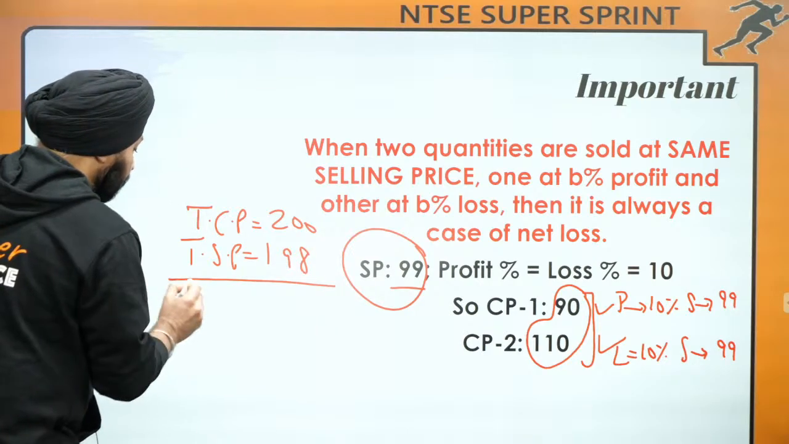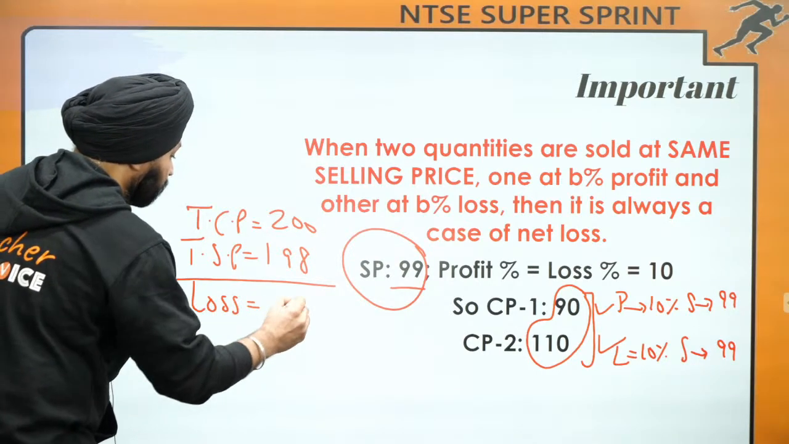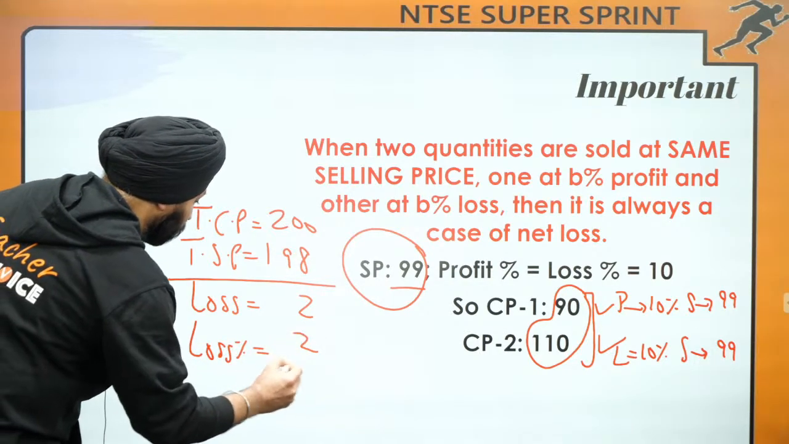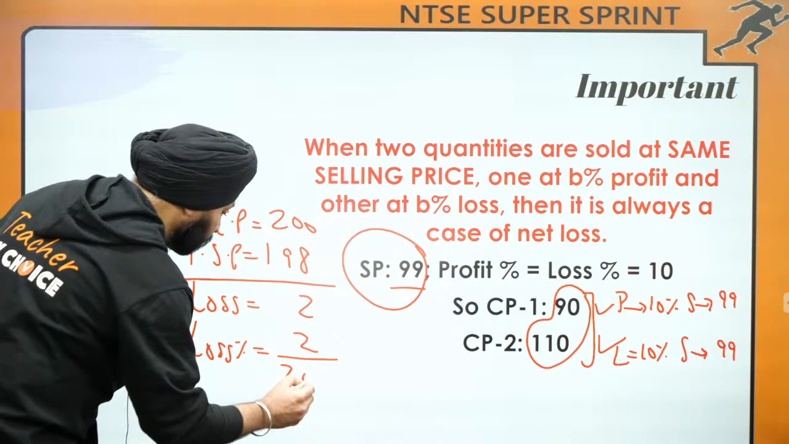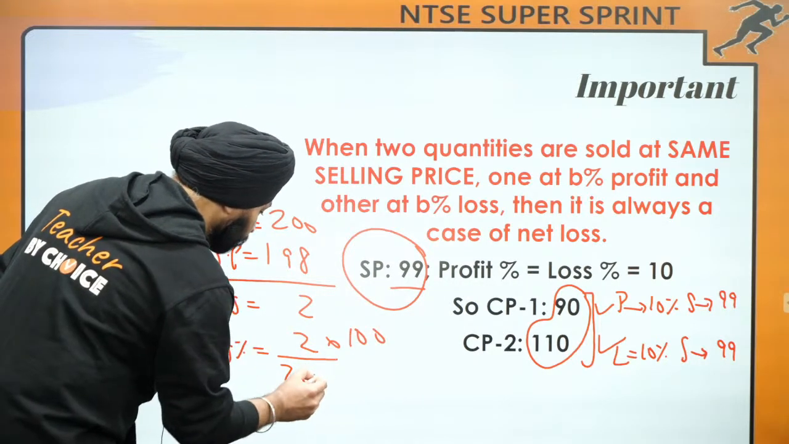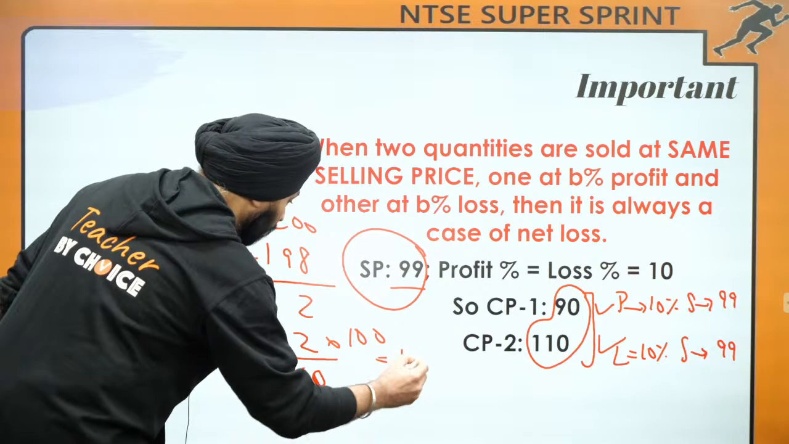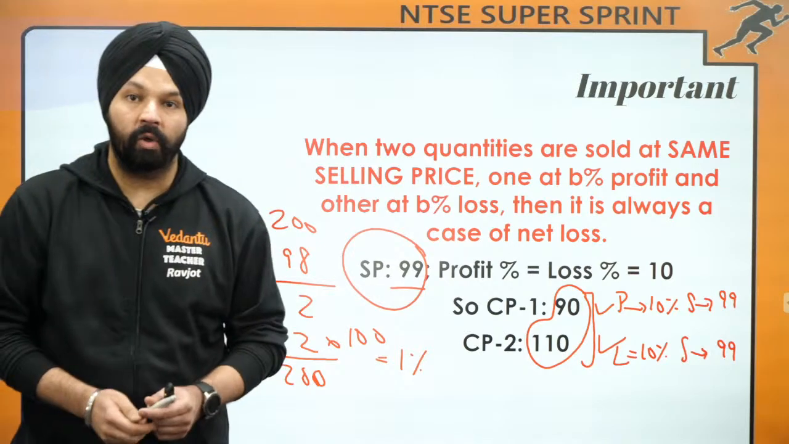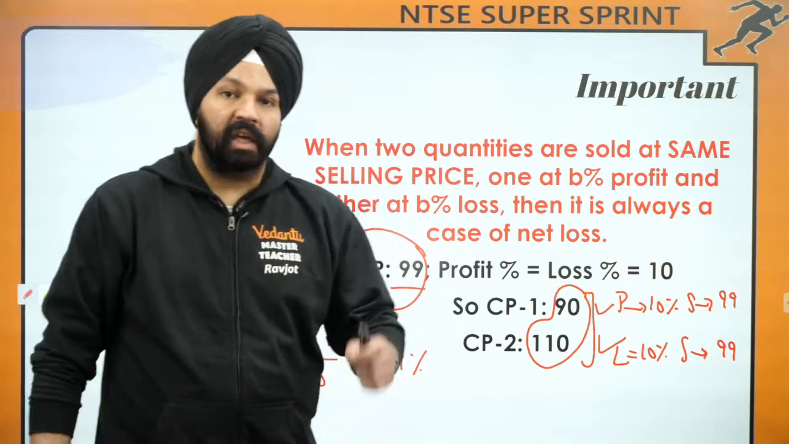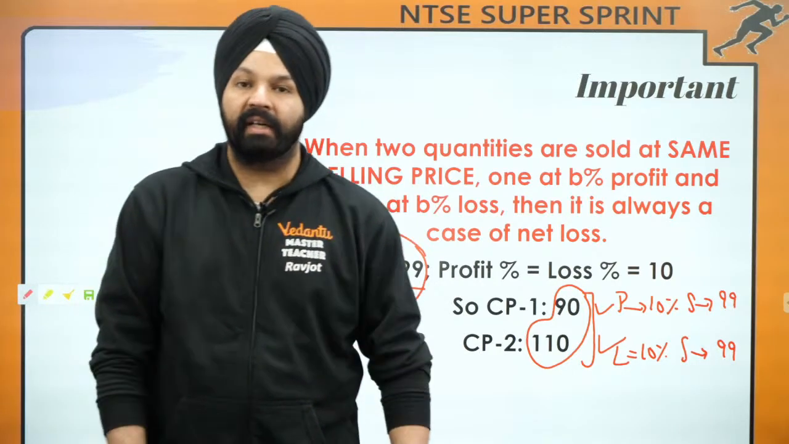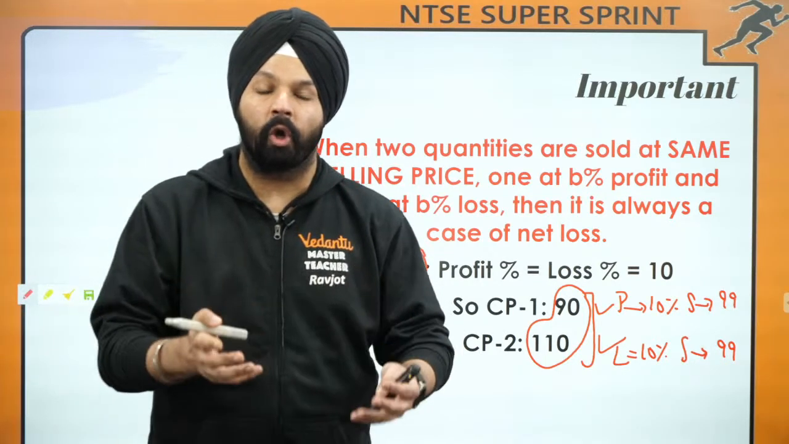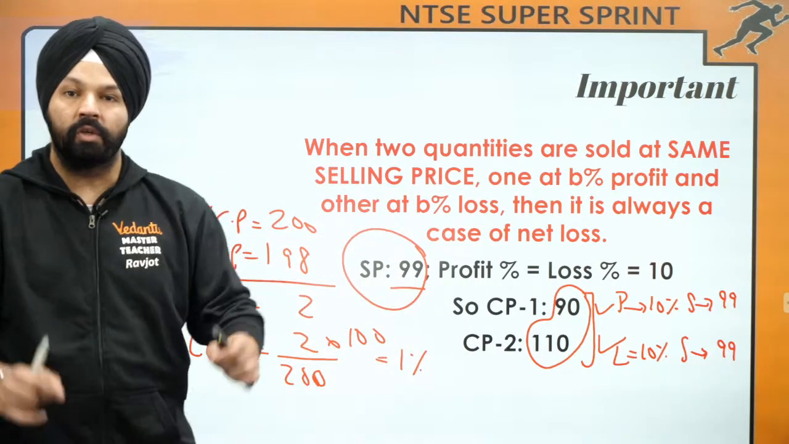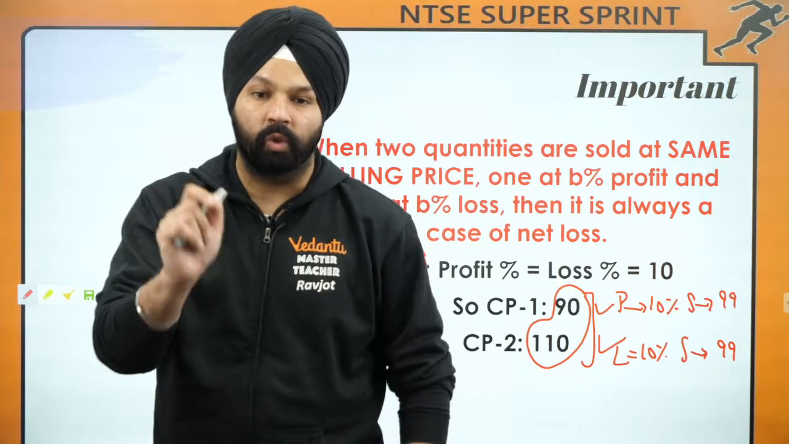198. ध्यान से देखिए क्या हो रहा है? Loss. And what is that? 2 rupees. If I ask for loss percentage, that will be 2 upon total cost price into 100. So that will be 1%. So this example will give you 1% loss. But we are looking for a shortcut formula. Means if in a question this information is available and he is simply asking for what is profit or loss percentage, so in just 10 seconds without doing all this, you can directly land on the answer.